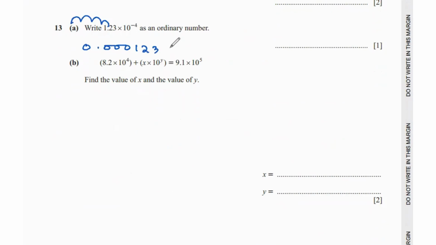The ordinary number form is the form in which there is no times 10 to the power of something. That's the ordinary form. When it's times 10 to the power of something, that's standard form.